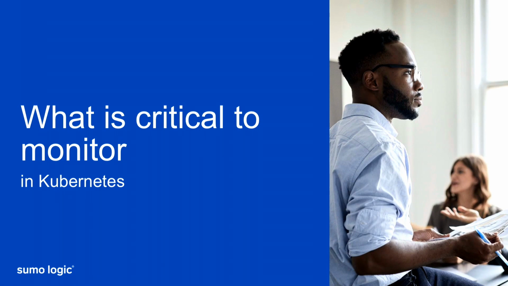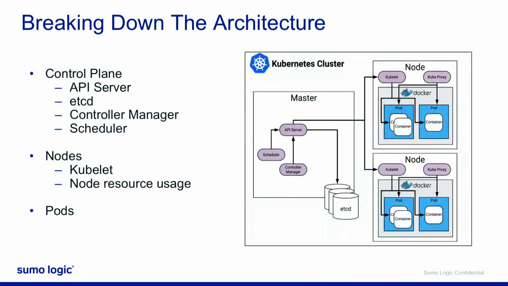So, what I'd like to talk about today are some of the metrics that are important for us at Turo that we like to monitor inside of Kubernetes. So we're going to break down the architecture a little bit more. We're going to go over some of the parts that are inside of the control plane. We're going to go over some of the parts that are actually running on the individual nodes. And of course, last but not least, the pods and what we can monitor there.